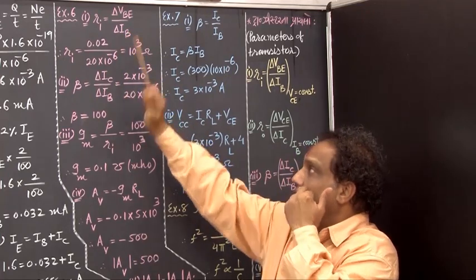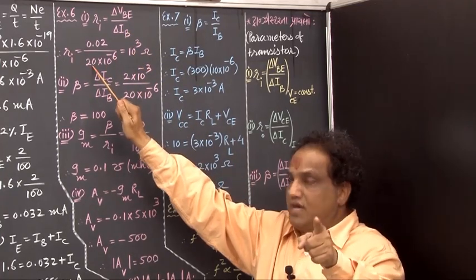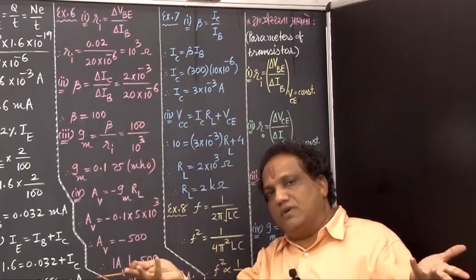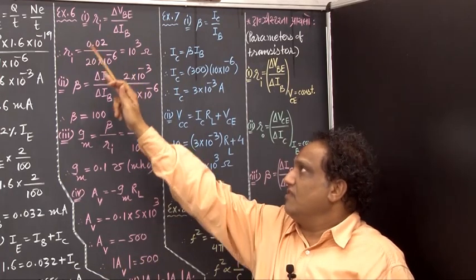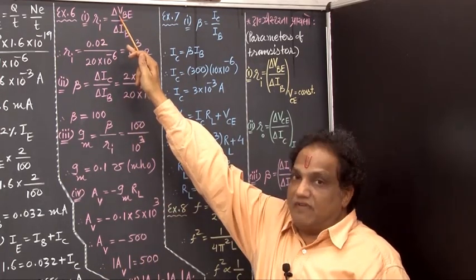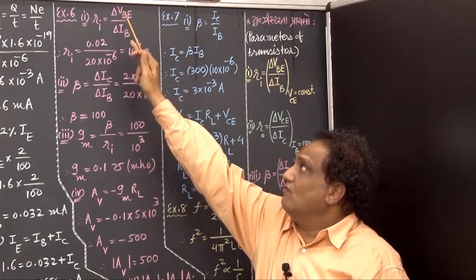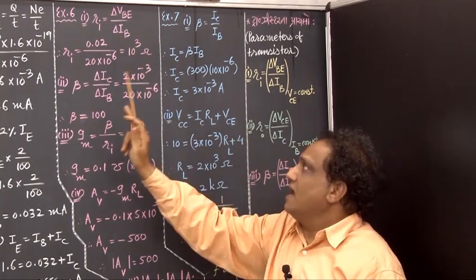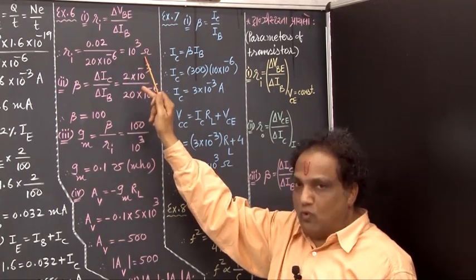What about change in base current? They have given 20 microampere, convert it into ampere, multiply 10 raised to minus 6. Simplify. Because you are taking this value in volt, this in ampere, volt upon ampere will give you ohm. Answer is 10 raised to 3 ohm.